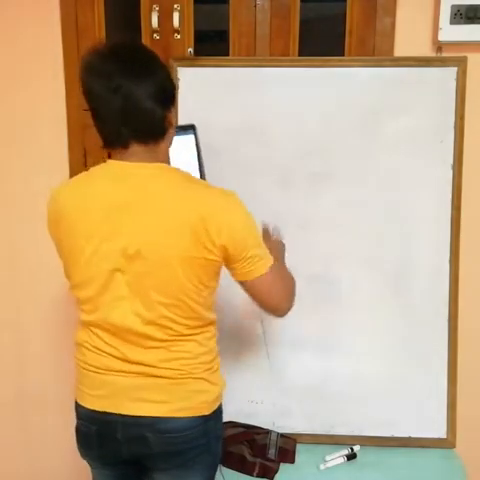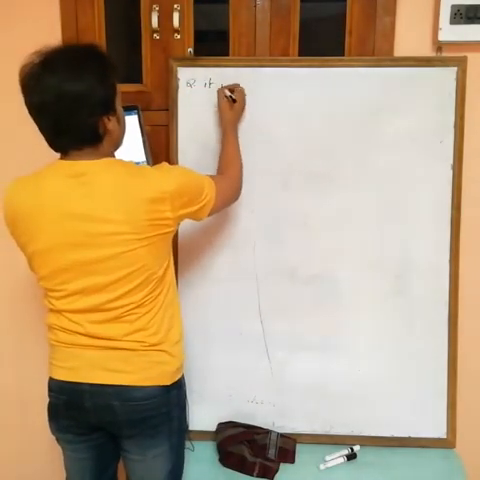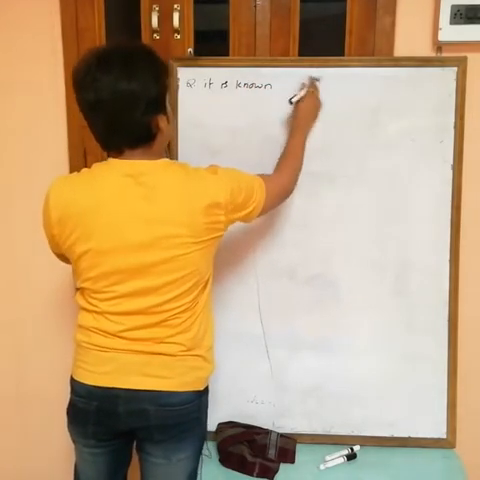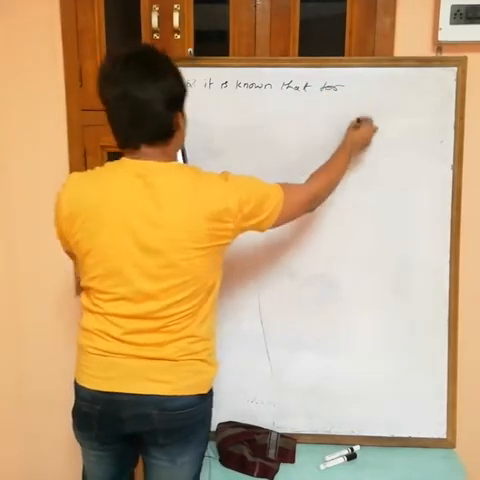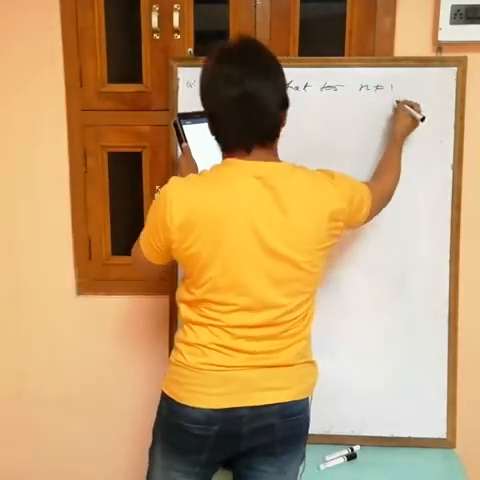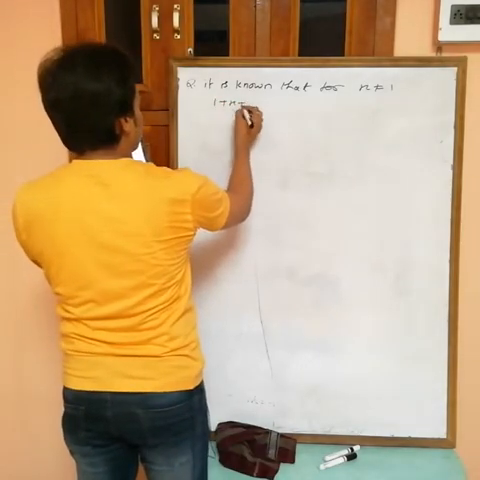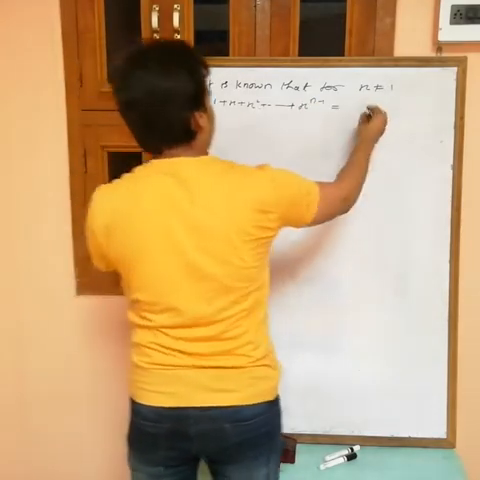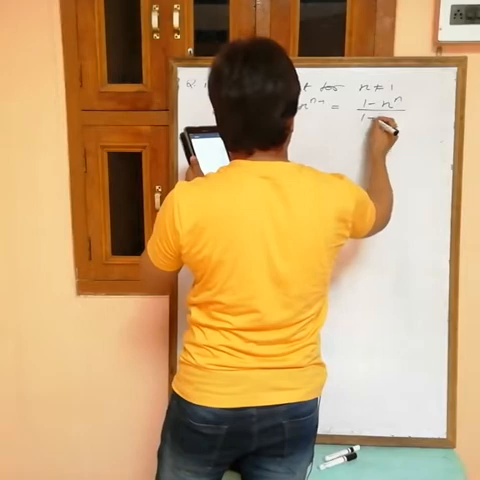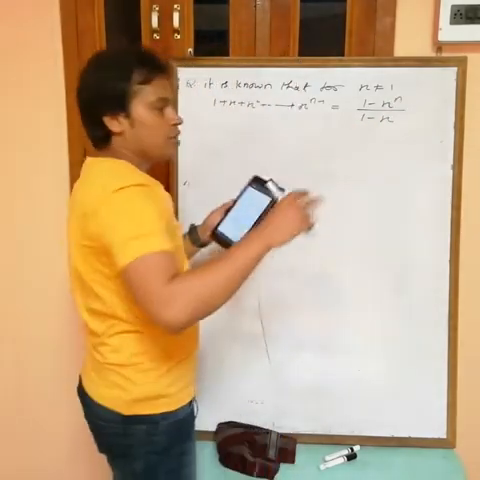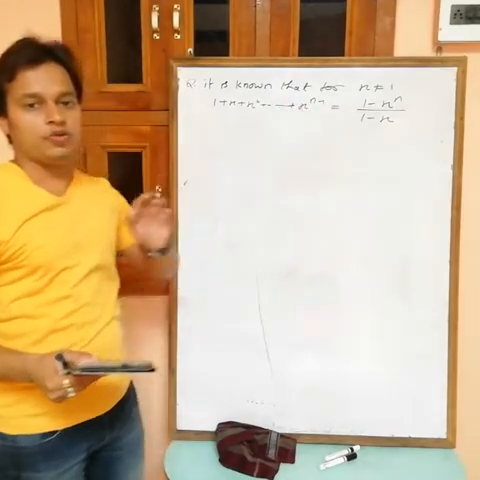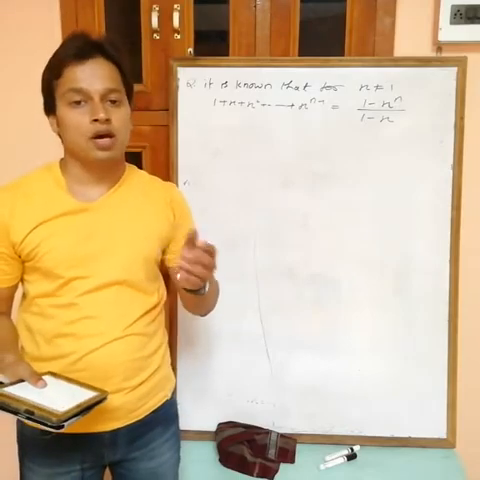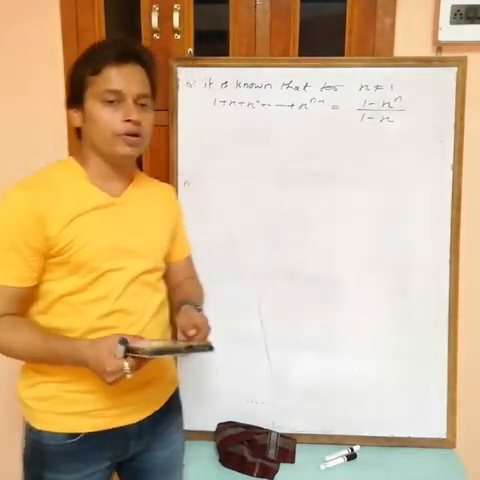Okay, next. It is known that for x not equal to 1, 1 plus x plus x square plus up to x power n minus 1 is equal to (1 minus x power n) by (1 minus x). Obviously it is known, this is the sum of a GP. If you use the sum of GP formula, a(1 minus r power n) by (1 minus r), you will get this value.